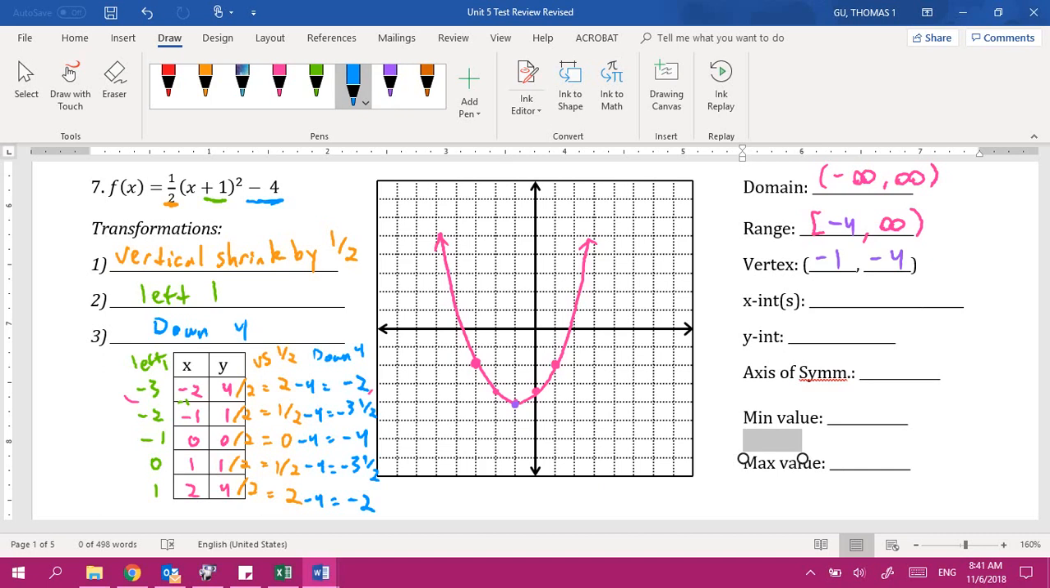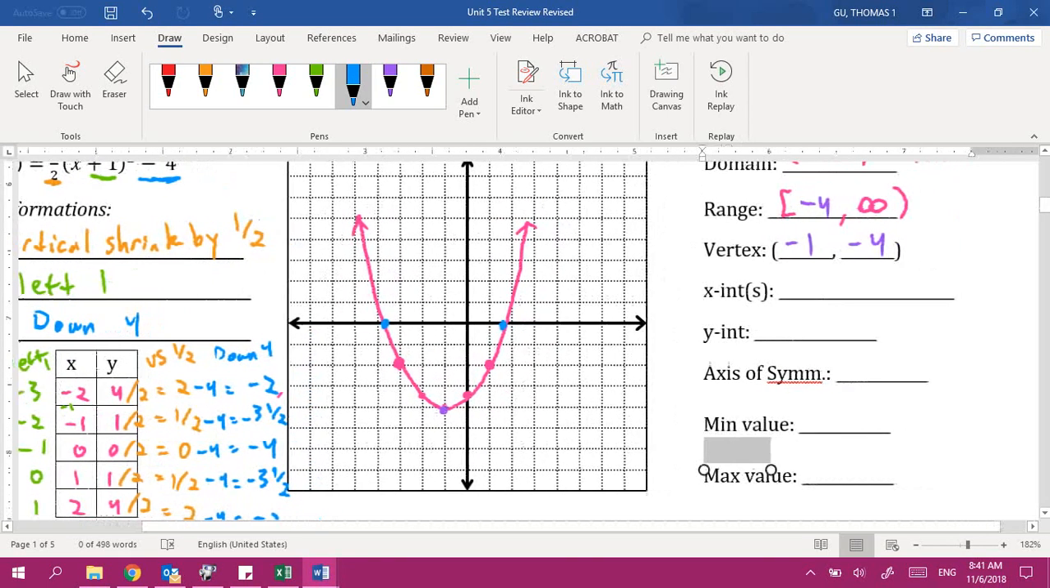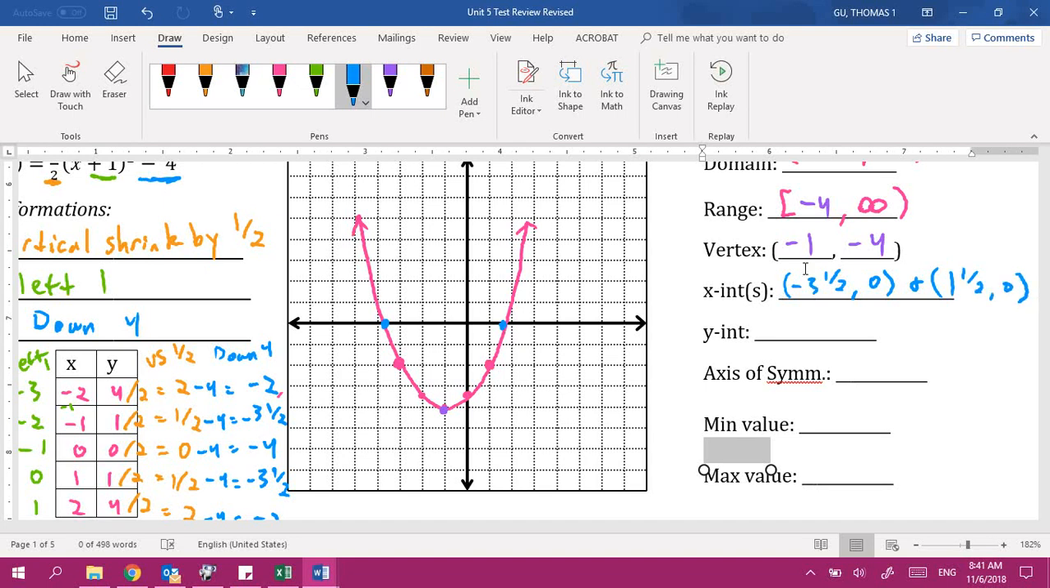This is where you have to estimate a little bit, so just take a look at this graph. What do you think these are about? Negative 3.5, right? That's good enough. And then how do you write a point though? Negative 3.5, 0, and 1.5, 0, right? Remember to write it as points, okay? If you just write the number, that's going to be wrong.